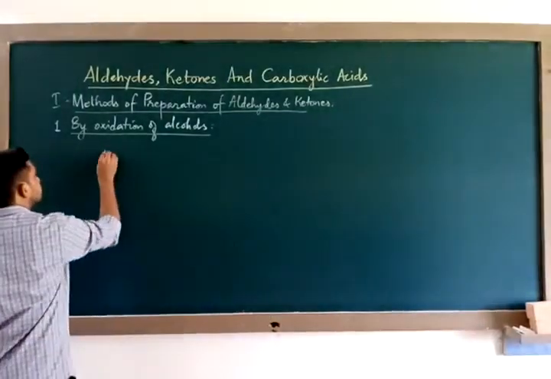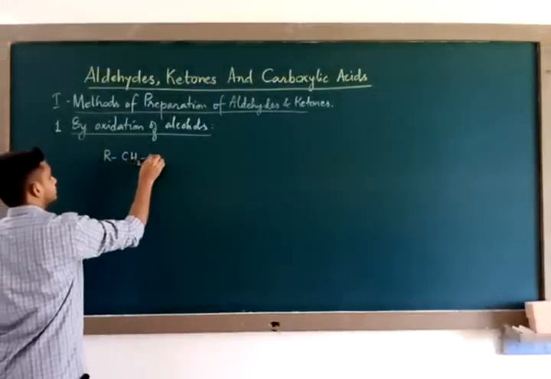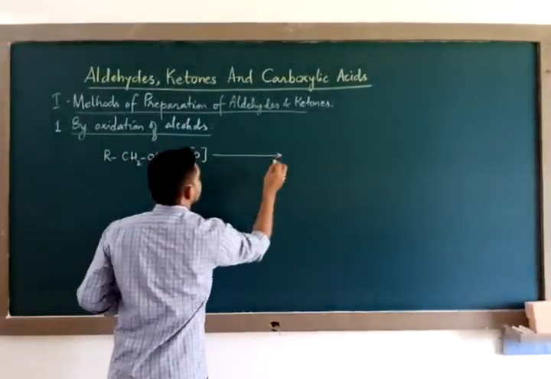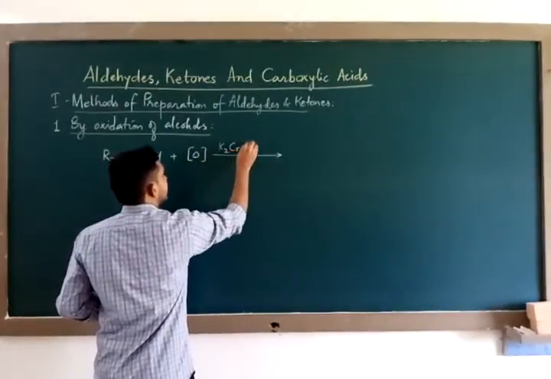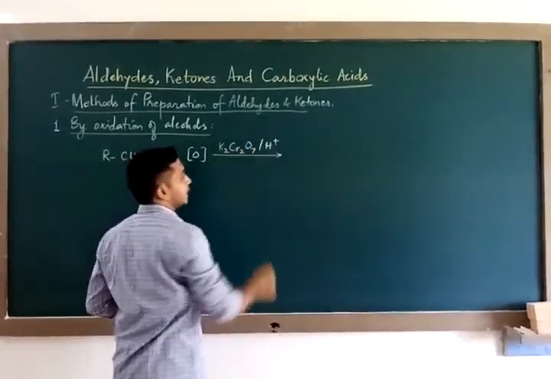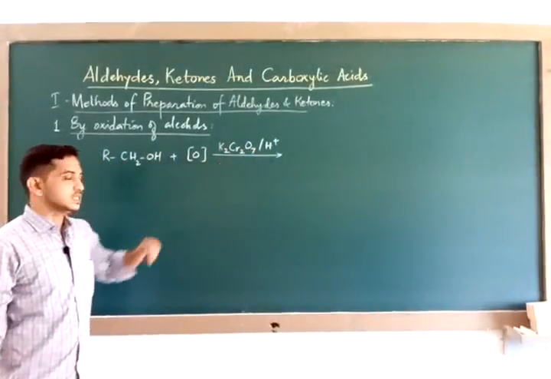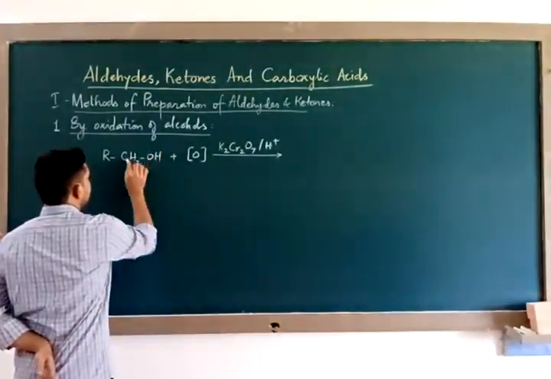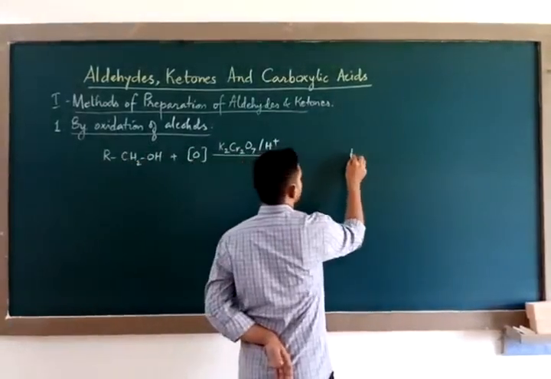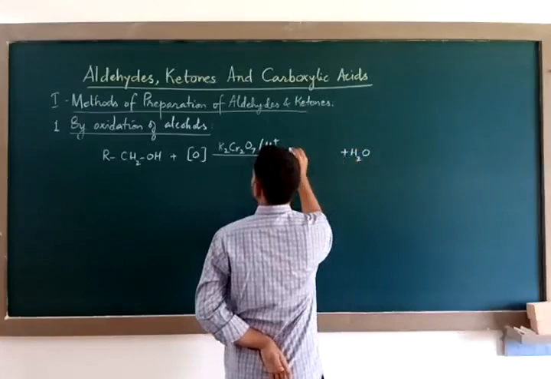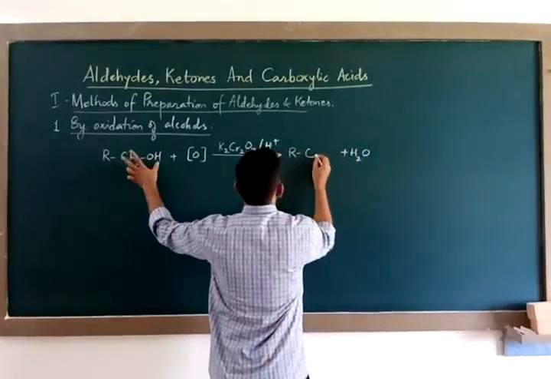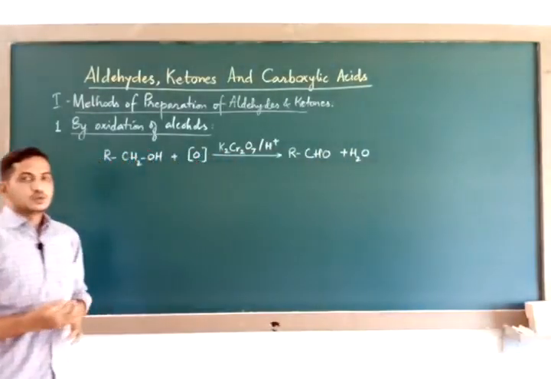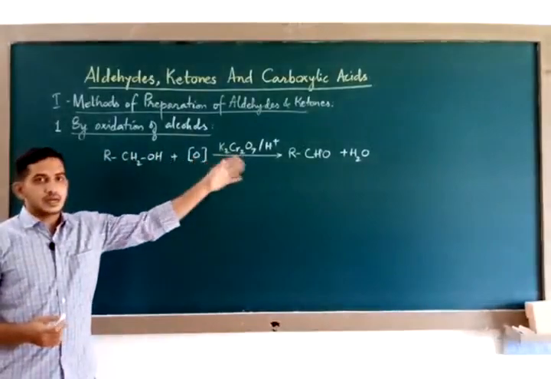So if you choose a primary alcohol and it is oxidized in the presence of acidified potassium dichromate, which is a very good oxidizing agent, then you should get an aldehyde. How is that formed? You eliminate this water part. So when water is lost, what remains behind is R, C, H and this O. Aldehyde is obtained as a result of oxidation. So oxidation of primary alcohols gives you aldehydes.